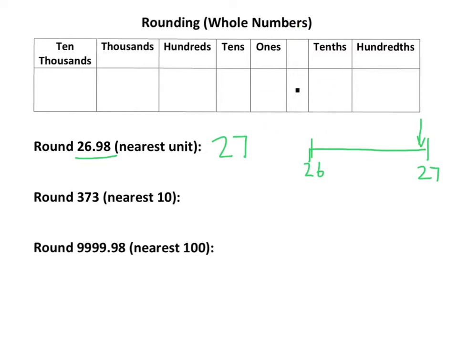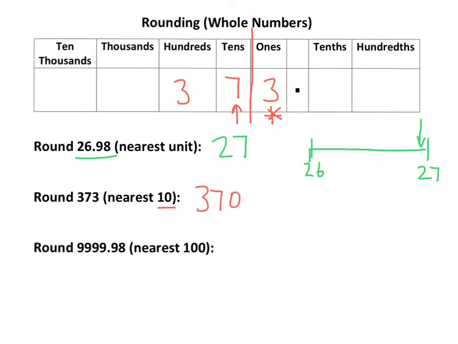Okay, so next one, we've got 373, and it wants us to round to the nearest 10. So that means I'm rounding this number here. This 7 is the one that's going to either stay the same or round up, and it's this one here that determines that. Now that's less than 5, it's 0 to 4, isn't it? So that means it stays the same.